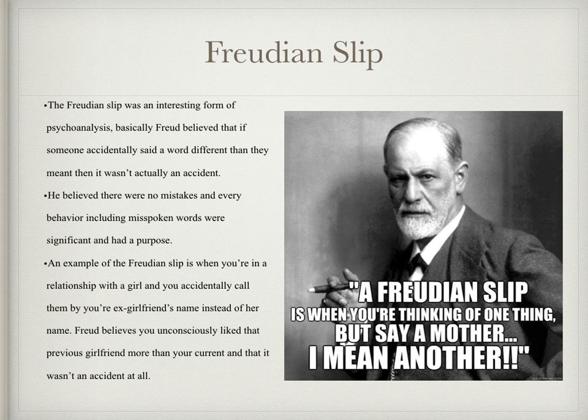The Freudian slip. This was another method of psychoanalysis, and it was an interesting form. Basically, Freud believed that if someone accidentally said a word different than they meant, then it actually wasn't an accident. An example of the Freudian slip is when you're in a relationship with a girl and you accidentally call her by the ex-girlfriend's name instead of her name. Freud would believe you unconsciously liked the previous girlfriend more than your current one, and it wasn't an accident at all.